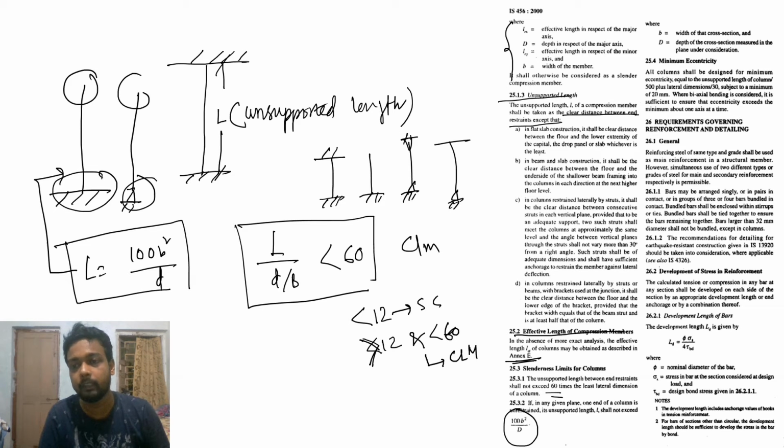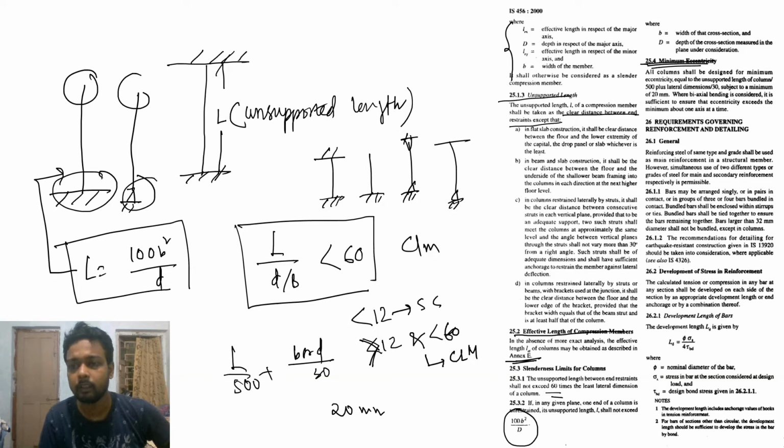Minimum eccentricity. From here they can ask a question. All columns shall be designed for minimum eccentricity equal to the unsupported length of the column by 500, that means L by 500, plus lateral dimension, B or D, by 30, with a minimum of 20 mm. Where biaxial bending is considered, it is sufficient to apply the minimum eccentricity about one axis at a time.